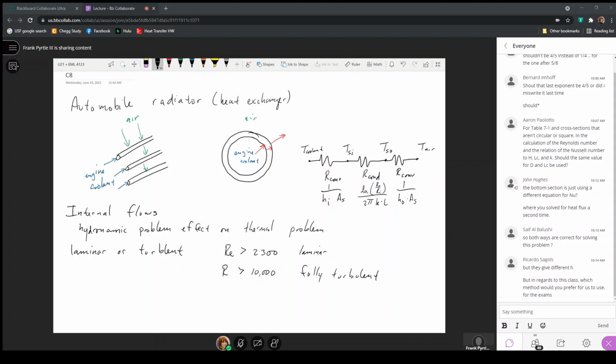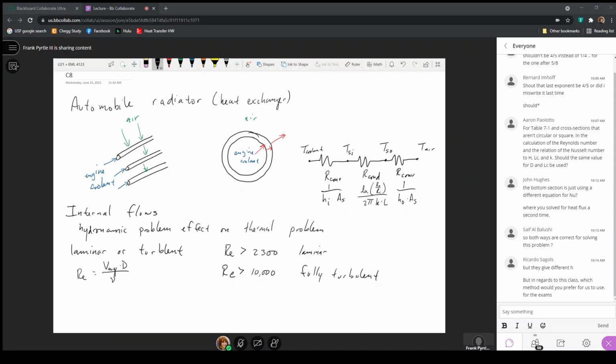But if we're going to select turbulent correlations, we should understand that the Reynolds number needs to be greater than 10,000 for it to be fully turbulent, and for many of these correlations to have the type of accuracy that we would be looking for. Now, this is based on the Reynolds number, and that Reynolds number is going to be the average velocity of the fluid times the diameter divided by the kinematic viscosity.